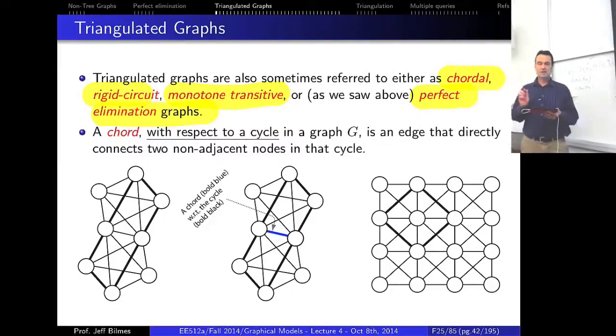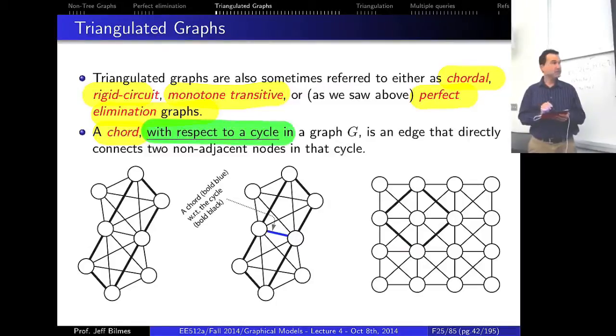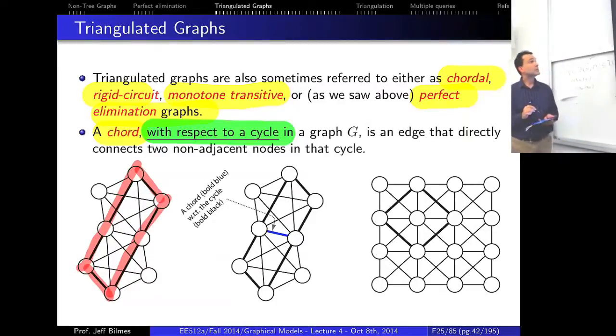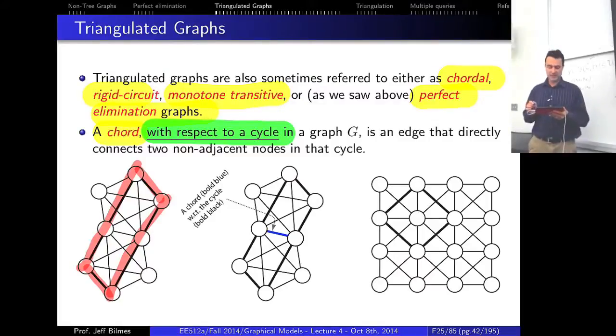And so the definition of a chord. When you first hear about this, it is a little bit confusing. But a chord is always with respect to a cycle. So you've got some cycle in the graph. In this graph on the left, here's a cycle, which I'm highlighting in red now. There's a cycle, and a chord is with respect to some cycle.